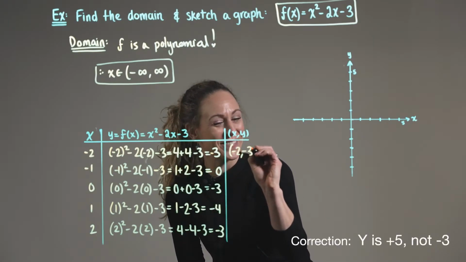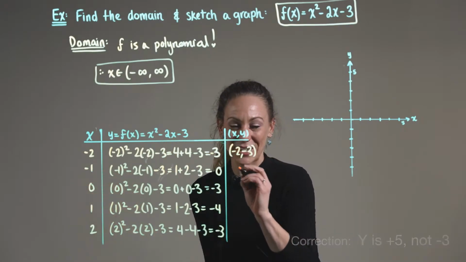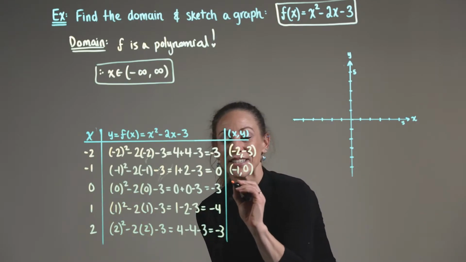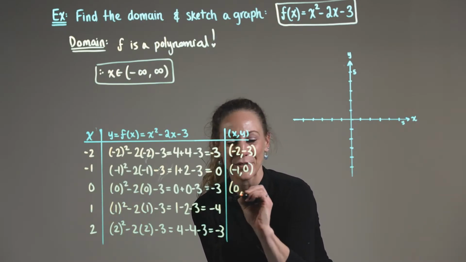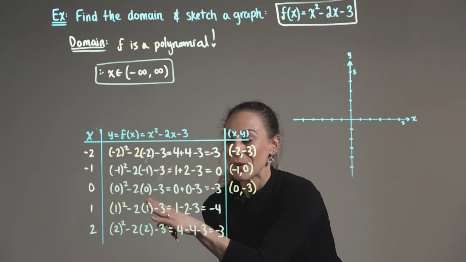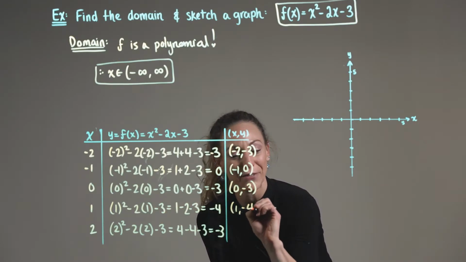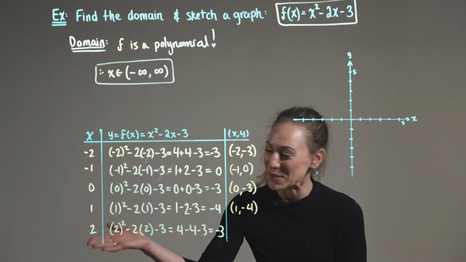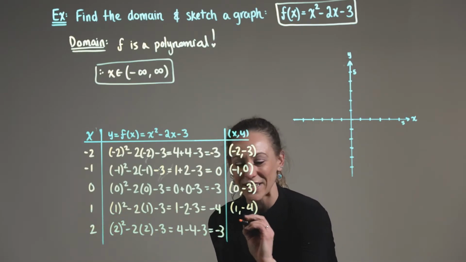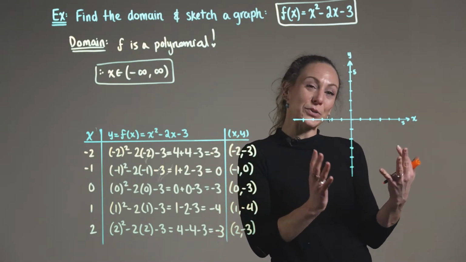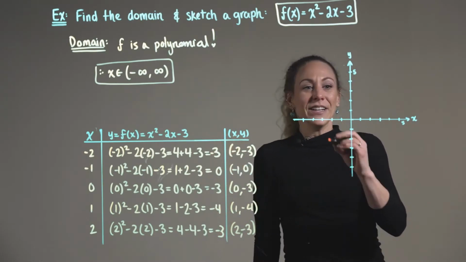y is -3. When x is -1, y is 0. When x is 0, y is -3. When x is 1, we found y is 4, or -4, excuse me. And last but not least, when x is 2, we found y is -3. So these are the solution points that we're now going to plot on the coordinate plane.